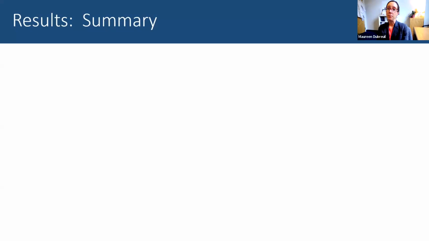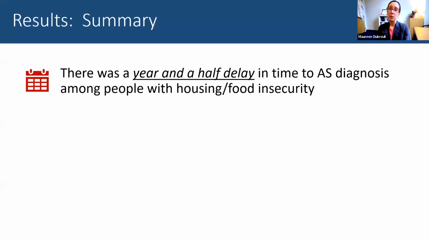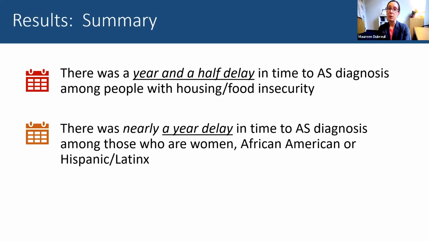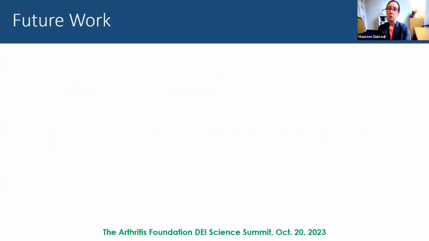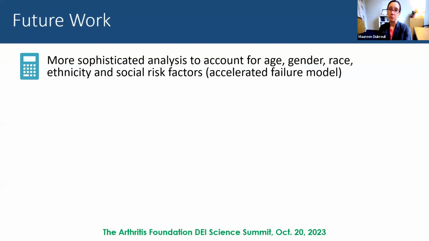So in summary, there was a 1.5 year delay in time to AS diagnosis among people who had housing or food insecurity. And there was nearly a year delay in time to AS diagnosis among people who were women, African American, or Hispanic or Latinx. So we have still much work to do.